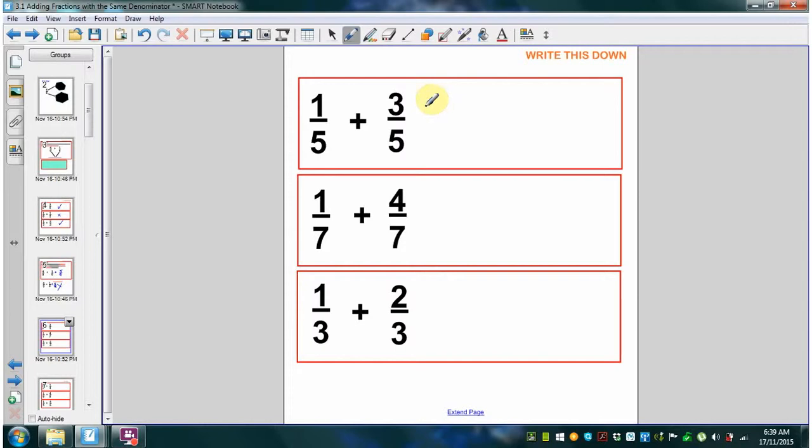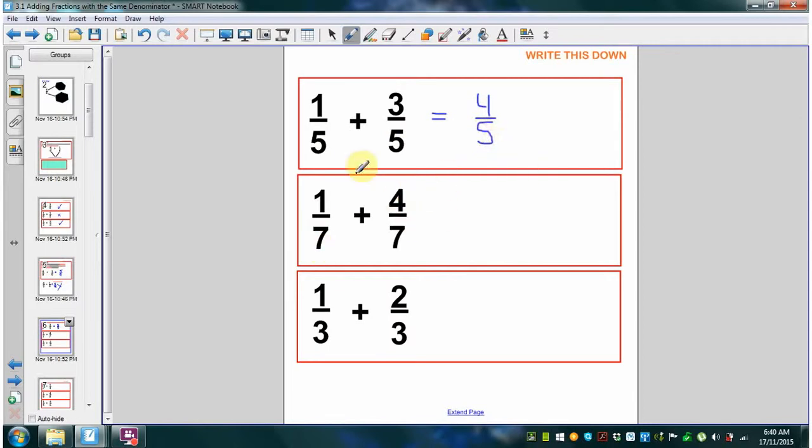Okay, so we're going to do these together. I want you to write these down with me. So 1 over 5 plus 3 over 5. Write that down. Pause if you need to. Okay, so that equals, what's our rule? We add our tops. 1 plus 3 is 4. And we keep our bottom. We bring over our same denominator of 5.